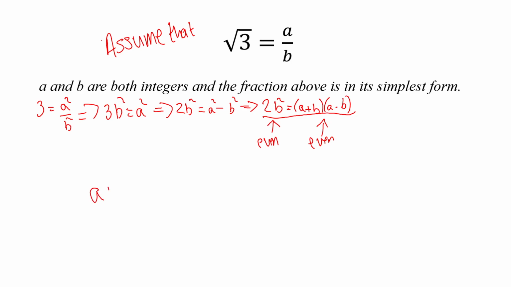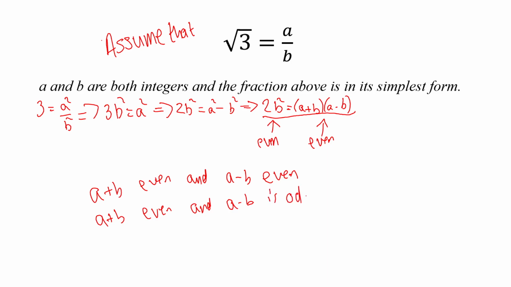We can say that a plus b is even and a minus b is even. We can say that a plus b is even and a minus b is odd. And we can say that a minus b is odd and a plus b is even. So that's what it is on the surface.